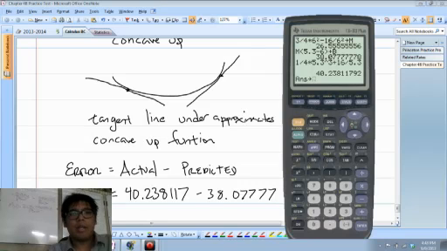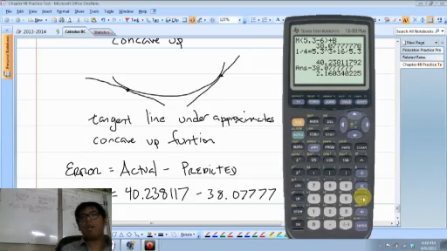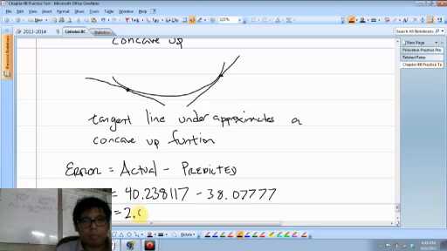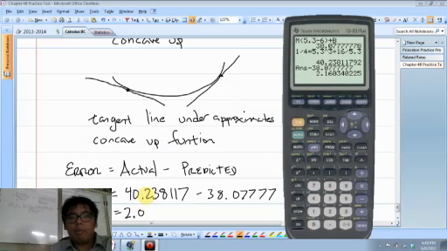So we can just calculate that. We'll take the answer minus 38.07777. So the error looks like 2.1603. I forgot already. 2.1603.